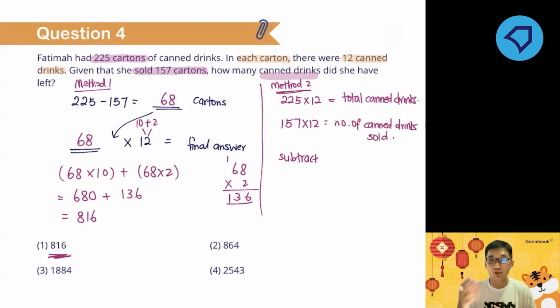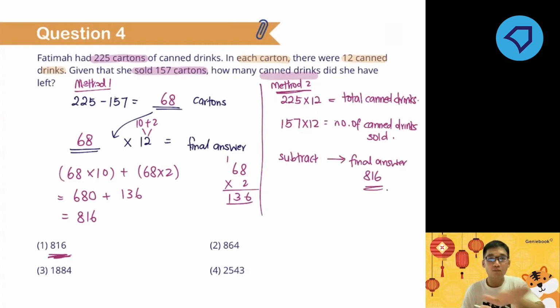Then finally, we subtract, right? We take the total number of canned drinks, subtract away the number of canned drinks that were sold. So this would then give you the final answer, which is also 816. Okay, so regardless whether you work using method one or method two, both can allow you to find the answer.